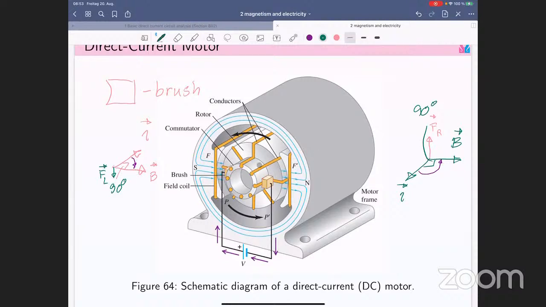I forgot to mention that the whole body here is the frame, or the main body of this motor. You can see the circle inside, and all along this way it's just a cylinder, right? And this cylinder is called the shaft. Okay, shaft, this one.